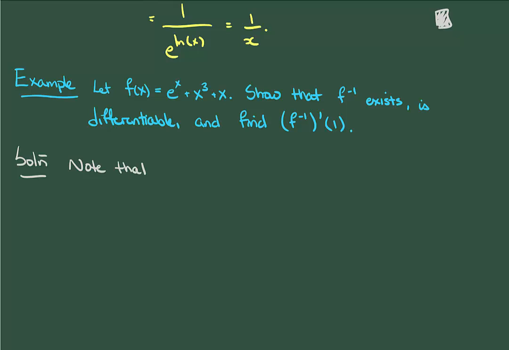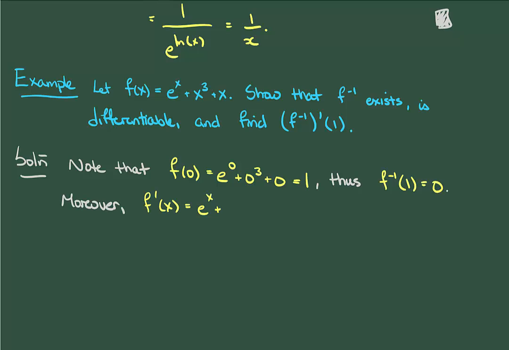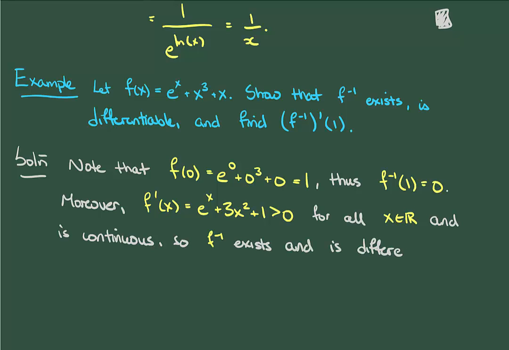We start off by noting that if we plug 0 into f, we get out the value 1. Since the inverse function switches input and output, we know that f inverse of 1 is 0. Now the derivative of f is this function right here, which we note is always strictly greater than 0, and thus in particular non-zero. It's also the sum of continuous functions, and so is continuous itself. This is what we need to apply the theorem, so we know that f inverse exists and is differentiable.